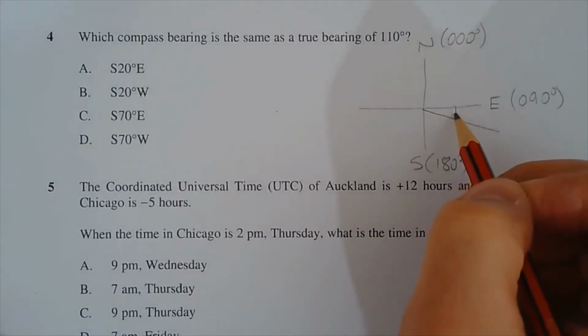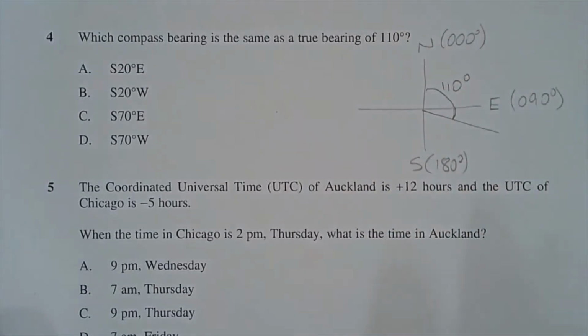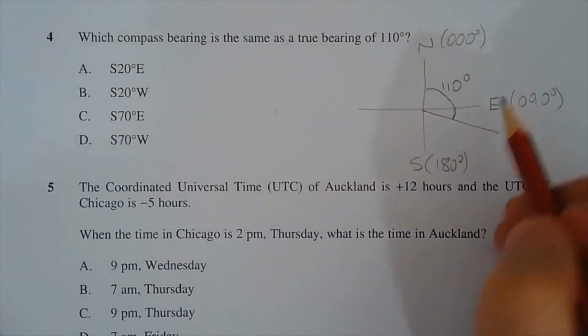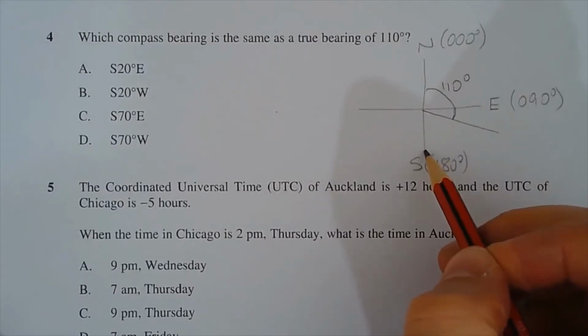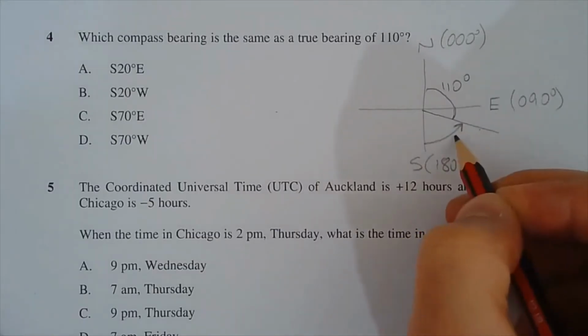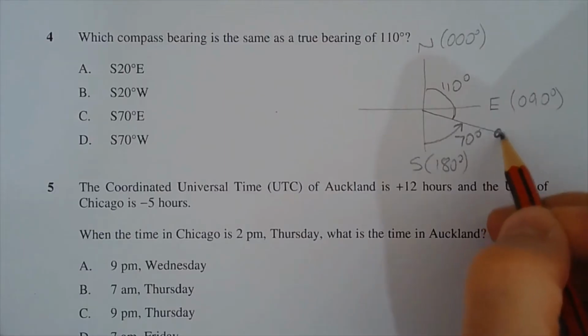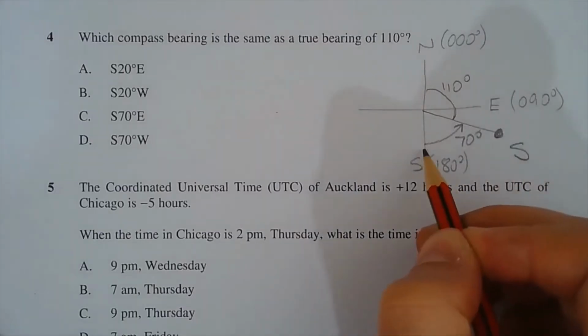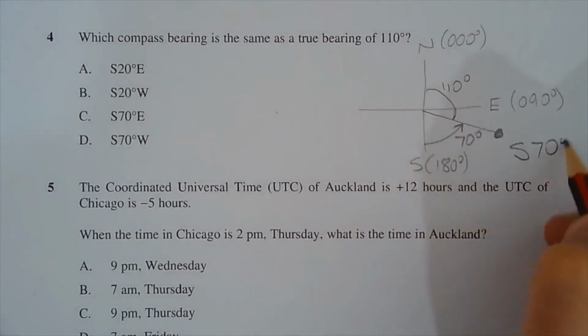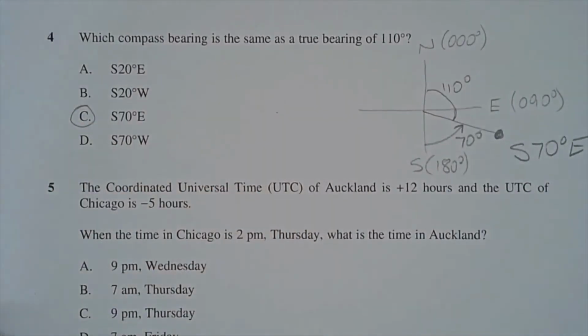There's 110 degrees. So that's going to be south 70 degrees to the east, because from south, measuring back towards east, we need to go back 70 degrees. So this bearing here is south 70 degrees to the east. And so the answer is C.